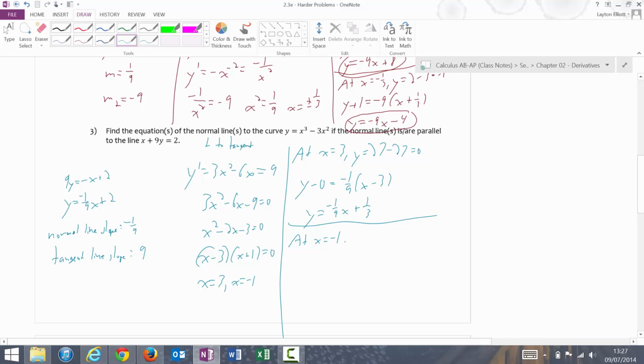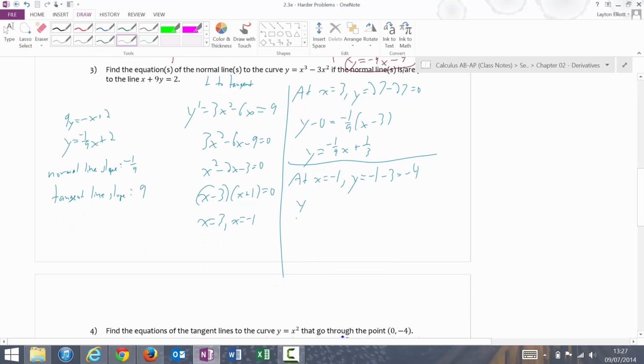Then at x equals negative 1, y equals negative 1 minus 3, or negative 4. So I get y minus negative 4 is equal to negative 1/9 times (x minus negative 1), or y is equal to negative 1/9 x minus 1/9 minus 4, or y equals negative 1/9 x minus 37/9.